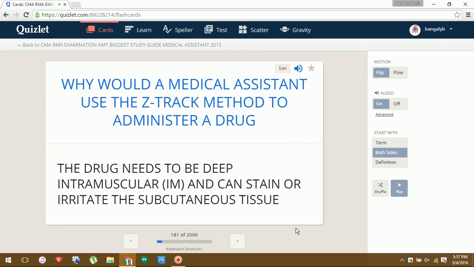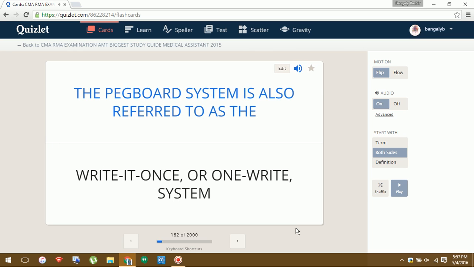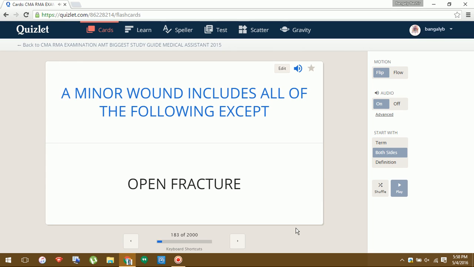Why would a medical assistant use the Z-track method to administer a drug? The drug needs to be deep intramuscular and can stain or irritate the subcutaneous tissue. The pegboard system is also referred to as the write-it-once or one-write system. A minor wound includes all of the following except open fracture.